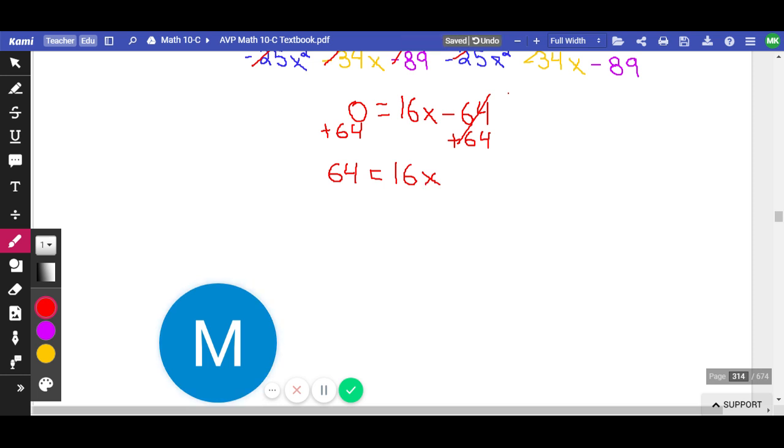Now I need to get rid of the 16. The opposite operation of the 16 would be divide, because this is 16 times x. So I divide both sides by 16. That reorganizes to be 4 equals x. That means x is 4.